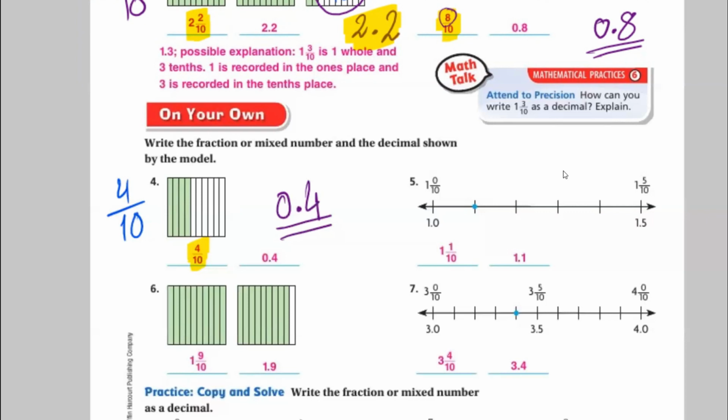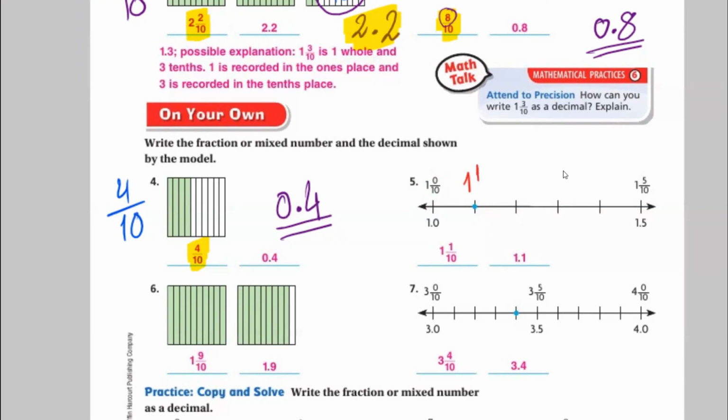Okay, so how can we solve it now? Number 5. So he's asking about this point. So that's 1 and 0 over 10, right? The next one, it will be 1 and what over 10?